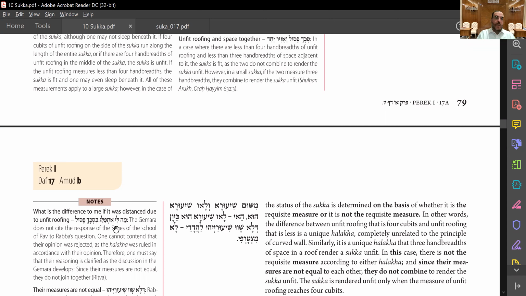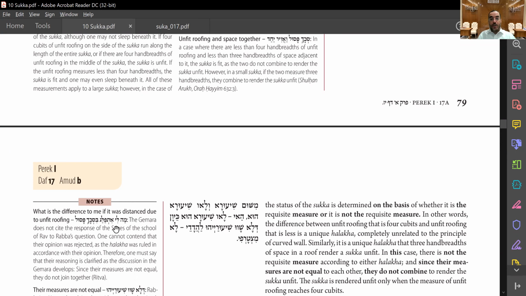Only if you have 2 types of tum'ah that are the same, then if you add from 2 different people, they will join together. So in general, when you have 2 different measurements, they don't join together. So I'm following the Mishnah. The Mishnah gave 2 different measurements. One is 3 tefachim, one is 4 amot. And so as long as you don't have 4 amot, it's okay. And 3 tefachim, it's okay.